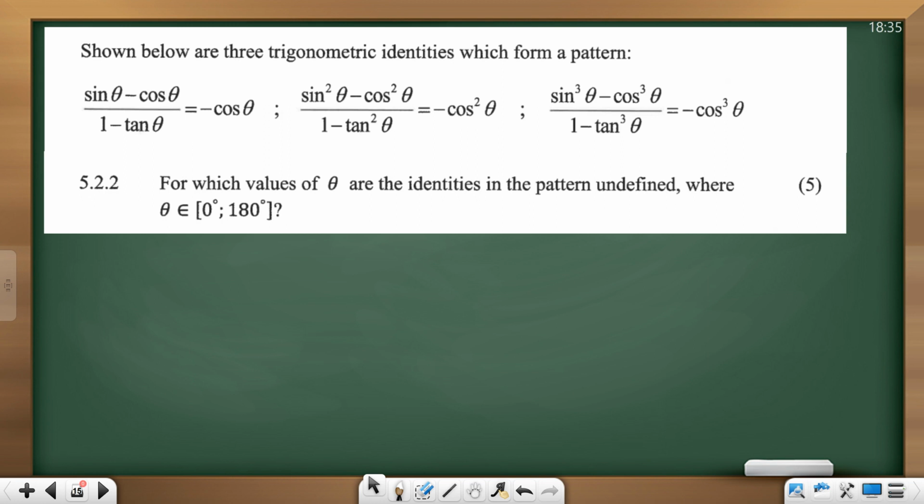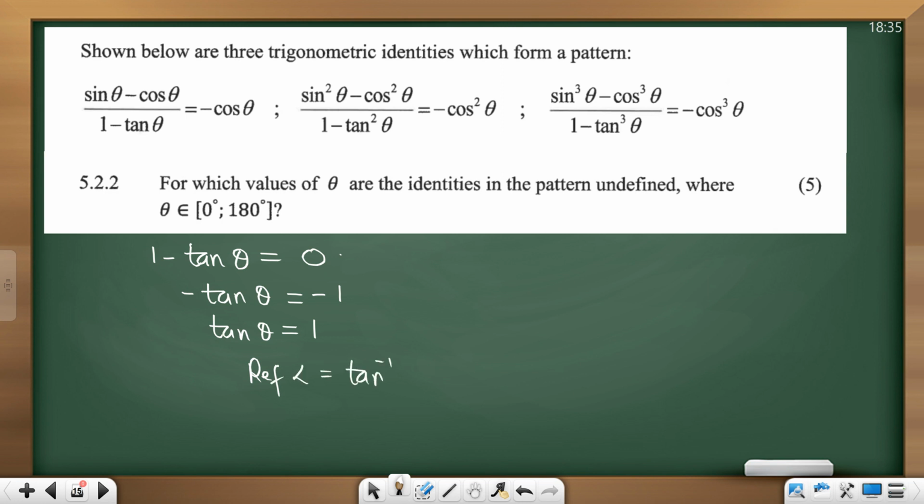So, can you put this denominator over 0? Don't go and look for 1 minus tan cube theta. Don't go there. Use the simple one. 1 minus tan theta equals to 0. Can we solve this? Take the 1 over, it becomes tan theta equals to 1. Right? So we look for our reference angle. How do you find the reference angle? Arctan of 1. What is that? 45.